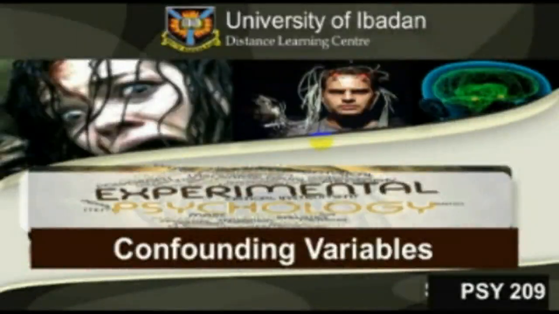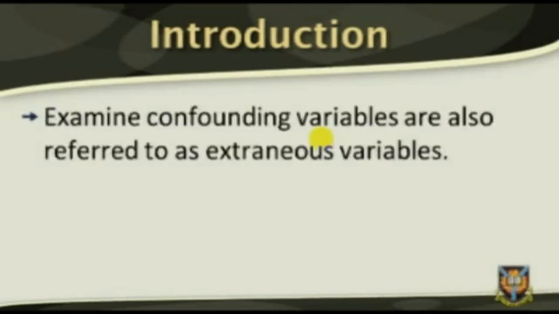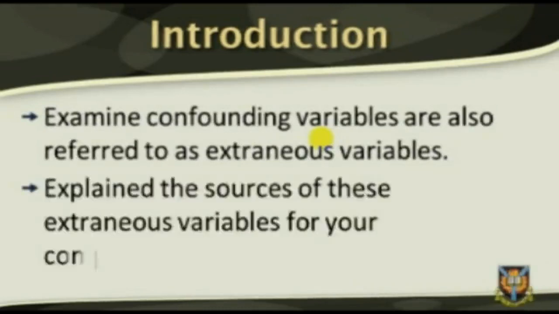Study Session 5, Confounding Variables, Introduction. In this study session, you will examine confounding variables. These variables are also referred to as extraneous variables. In addition, the sources of these extraneous variables shall be explained for your comprehension.